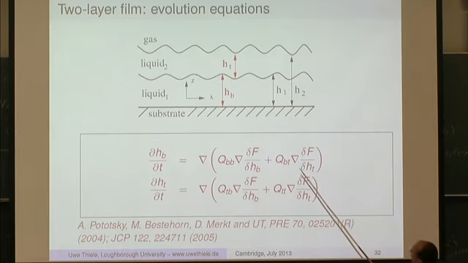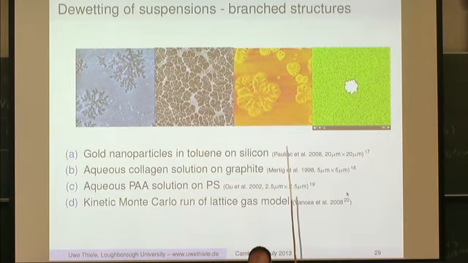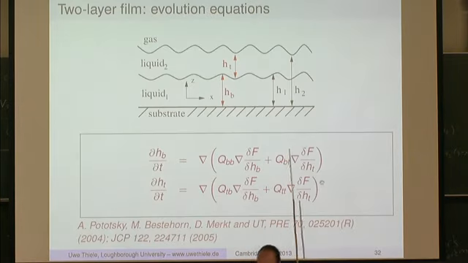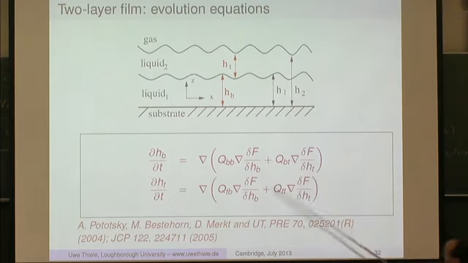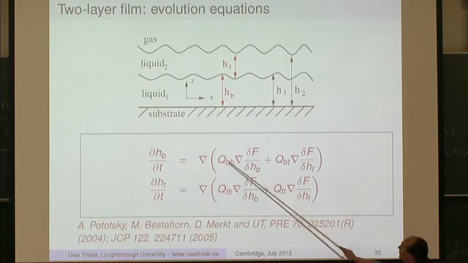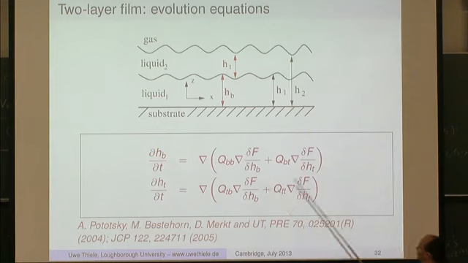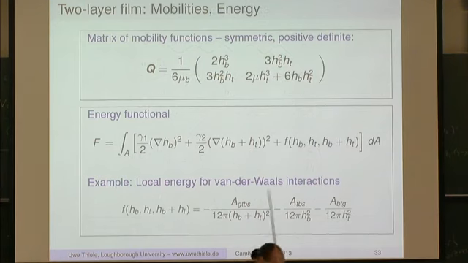Actually, why? How did I write it in the general form? Okay, no, I don't go back. Okay, modulo a sign, but I think it should be right like this. And then you have these variations with respect to H bottom and H top. They appear in both equations, and then we have this matrix of 4 mobility functions, that look like the following. So let's look at them.